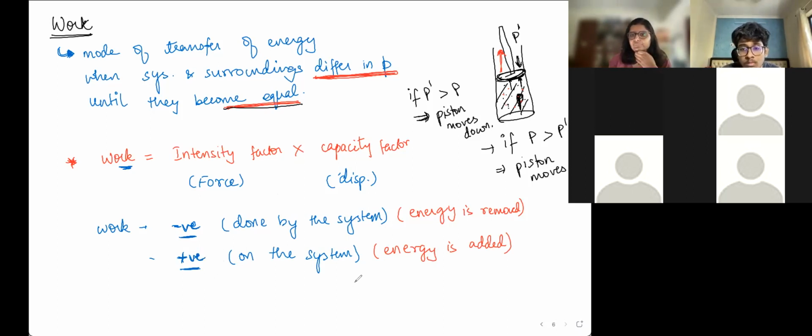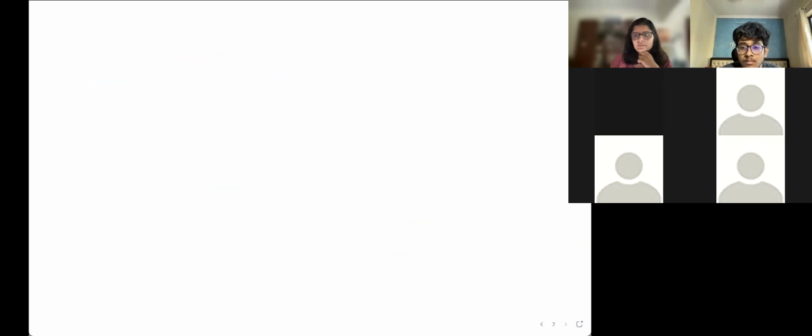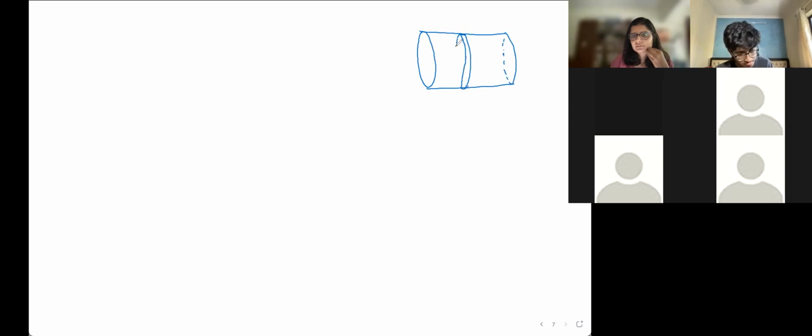So we'll quickly look at the derivation of the expression for work. Again, the same piston cylinder case. Let's say this is a cylinder, it has gas in it, and this is the piston. So these are the initial conditions.